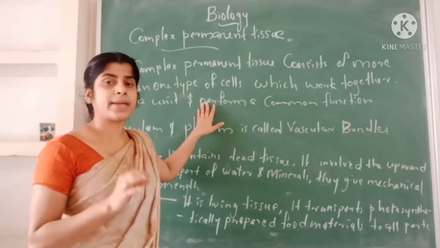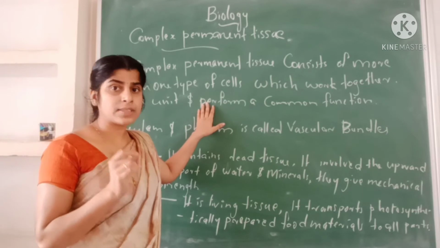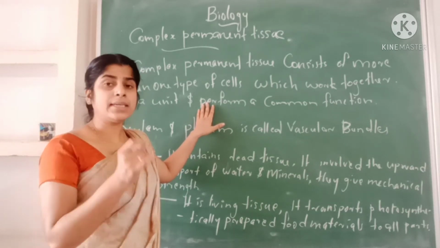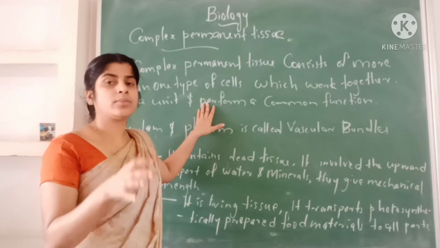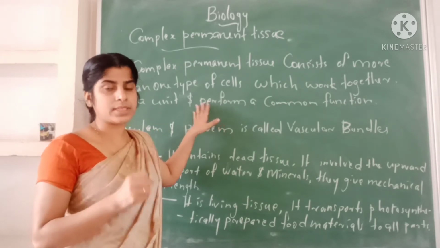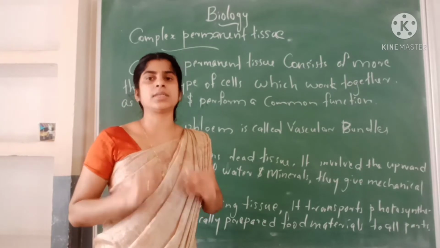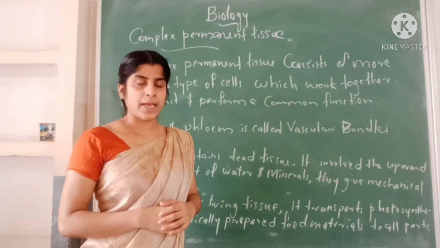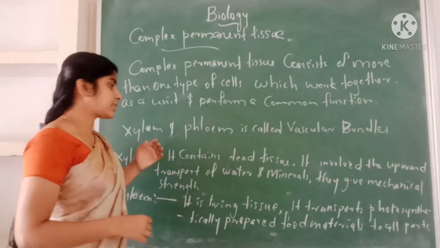So the permanent tissue has two types, xylem and phloem, and they are called complex tissue or vascular tissue. The xylem and phloem that form together are known as the vascular bundle. Let us see what this xylem is.